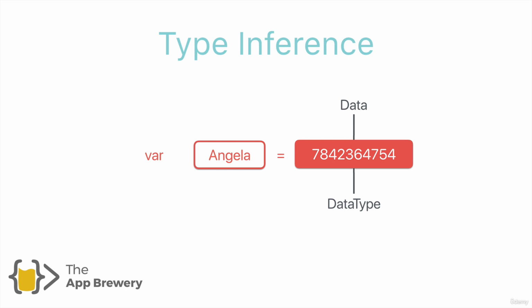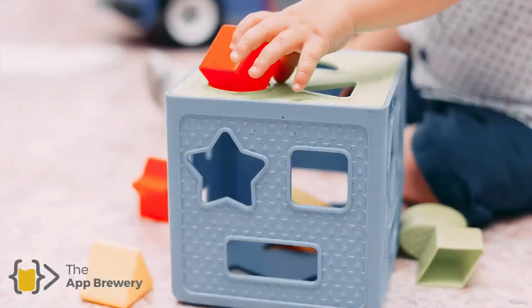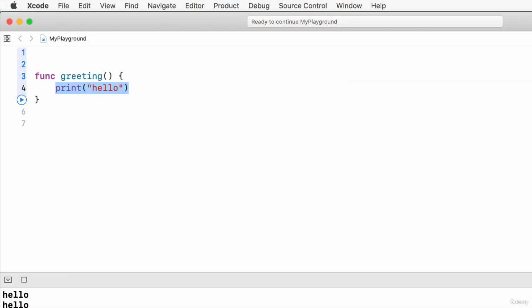Now, the thing about data types is that they have to stay the same. So if you create a variable that's meant to hold integers, well, it can only ever hold integers in its entire lifetime. And if you try to fit a different type into the variable that holds integers, well, it's not going to fit. It's just like those children's toys, where you have to fit a particular shape through a particular hole. And if you try to fit a star through a square, then it's not going to work. Let's see Swift data types and type inference in action.